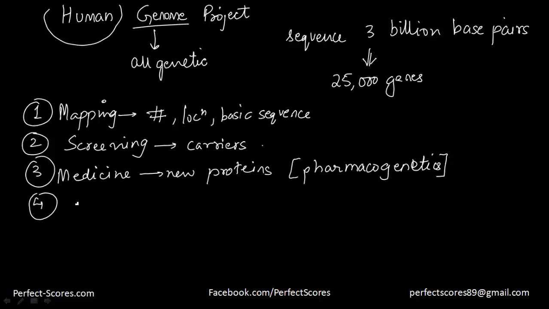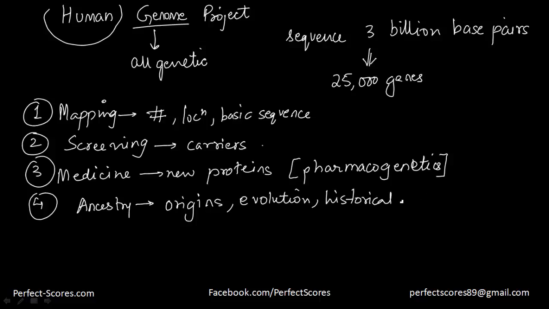And the fourth positive effect of the Human Genome Project was ancestry. So it will give us a lot of insight into the origins, into the evolution, and the historical migratory patterns of humans. So how humans migrated and from where to where, based on the genes that they left behind after breeding with the local races and the local people, we can easily find out how the migratory patterns of ancient humans occurred. So that is all that you need to know about the Human Genome Project.